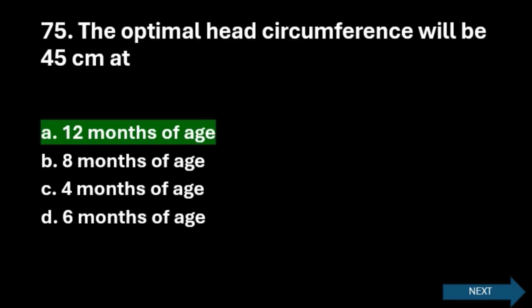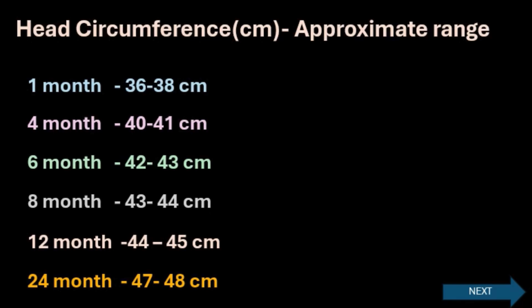Let us see the chart of head circumference in centimeters according to the age, the approximate range. At 1 month, 36 to 38 centimeters. 4 months, 40 to 41 centimeters. 6 months, 42 to 43 centimeters. 8 months, 43 to 44 centimeters. 12 months, it is 44 to 45 centimeters. So that is the most appropriate answer, 45 centimeters at 12 months, and in 24 months the head circumference will reach 47 to 48 centimeters.